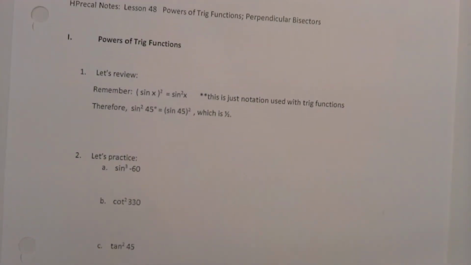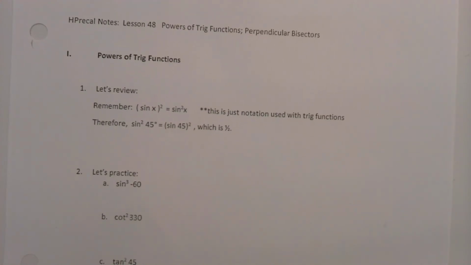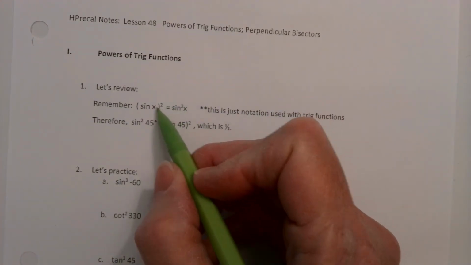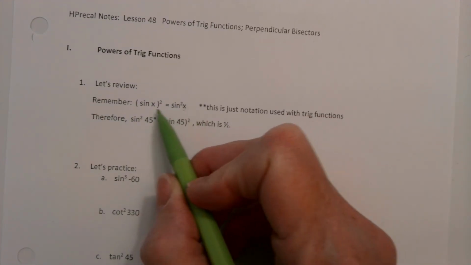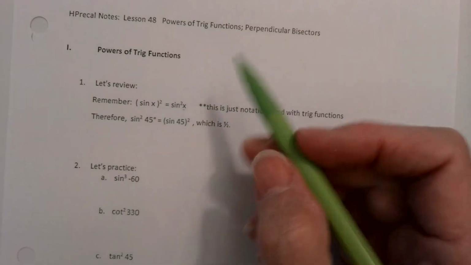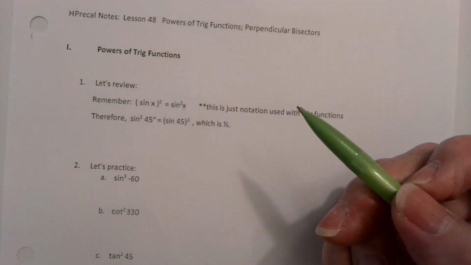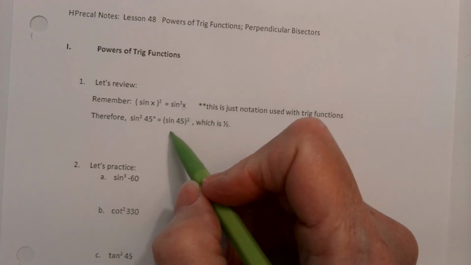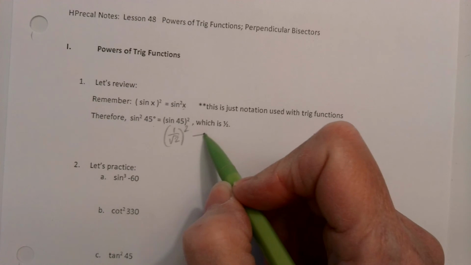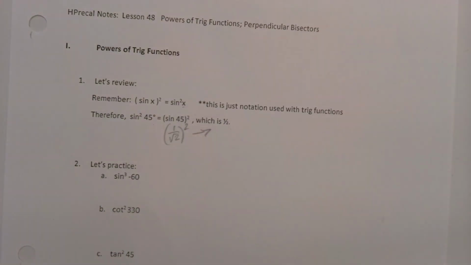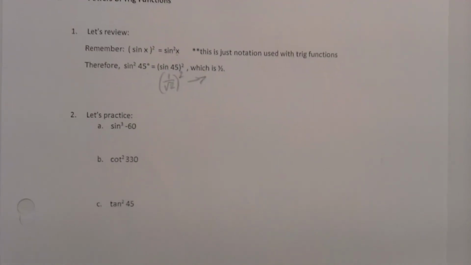Okay, lesson 48. Powers of trig functions. So we've got the sine of x. If that whole thing is squared, we write it this way. Sine squared of x means sine of x being squared. So if you see sine squared of 45, you get the sine of 45 and then you square it. Since the sine of 45 is 1 over the square root of 2, if you square that, you get 1 over 2. Okay, so this is just a different notation with trig functions.